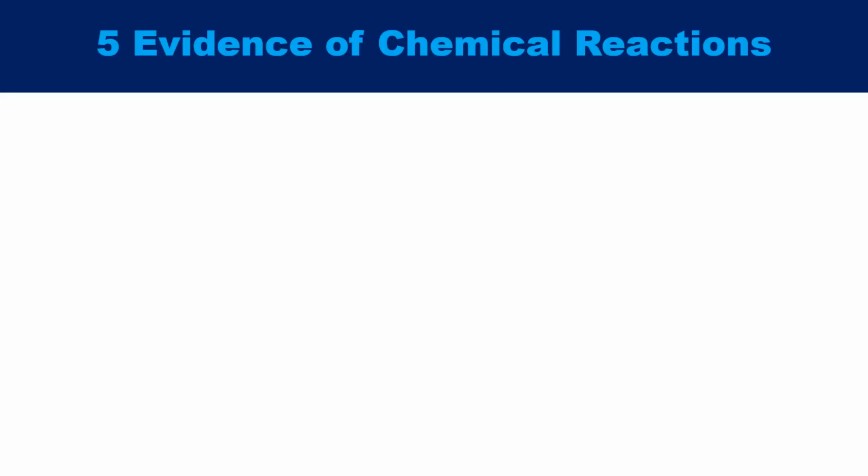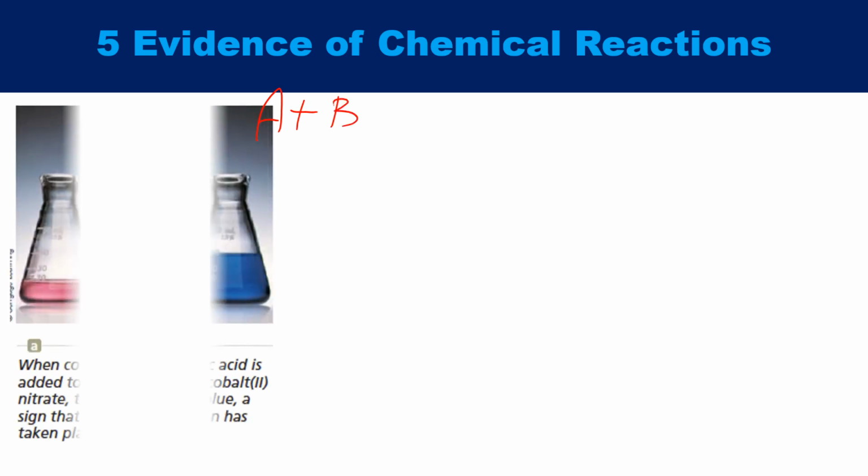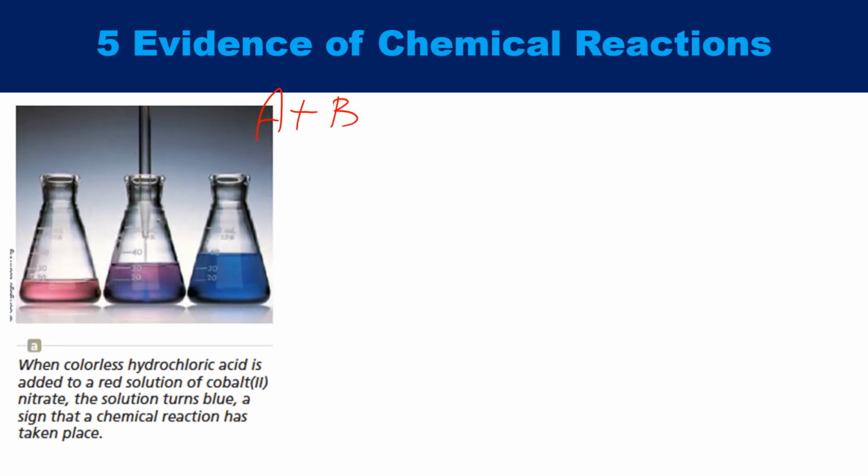There are 5 different chemical reactions, and also there are 5 evidence of chemical reactions. So if you see any one of those, you can assume that there is a chemical change, not a physical change. One of them is if I mix chemical A and then chemical B together, you see some kind of a color change.